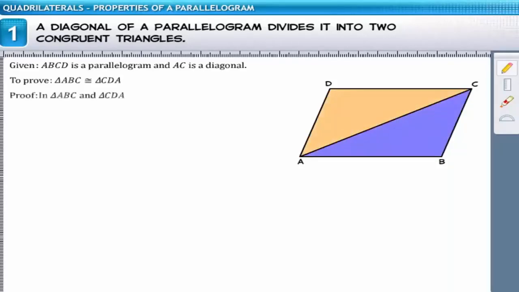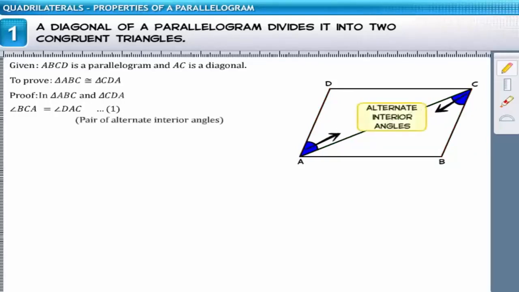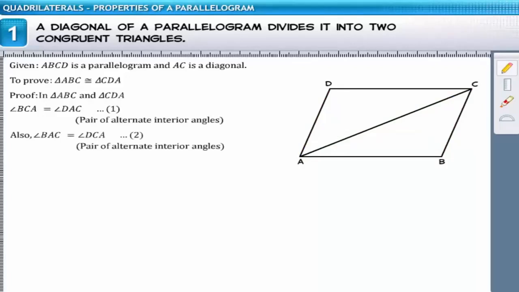In triangle ABC and triangle CDA, angle BCA is equal to angle DAC, since AD is parallel to BC and AC is a transversal, they form a pair of alternate interior angles. Also, angle BAC is equal to angle DCA, since they form a pair of alternate interior angles, AB parallel to DC and AC being a transversal. Side AC is common to both the triangles.